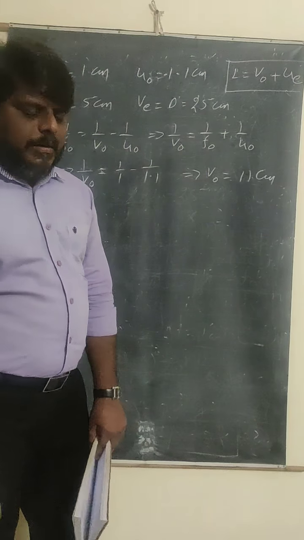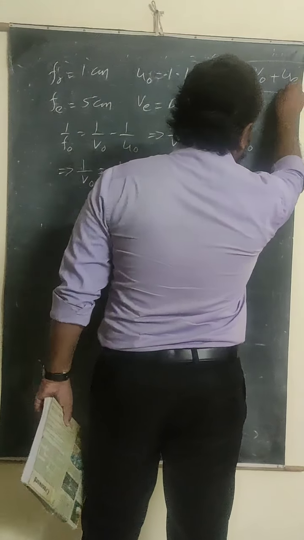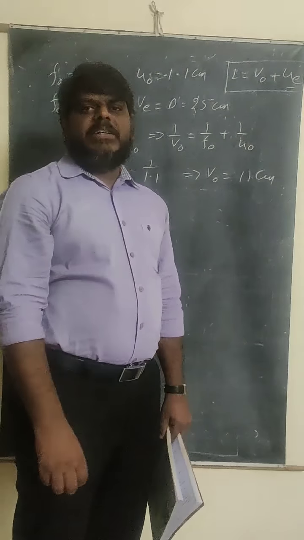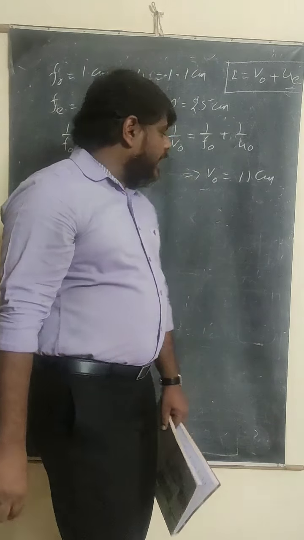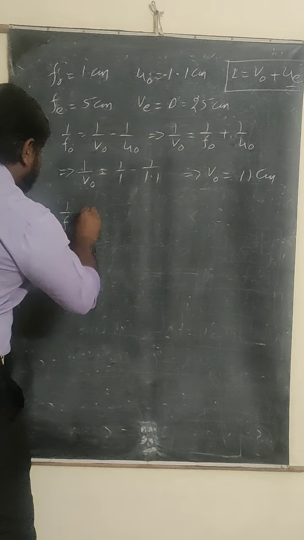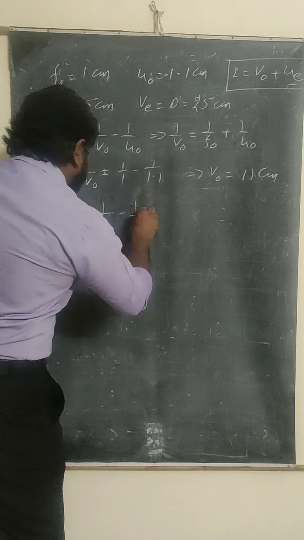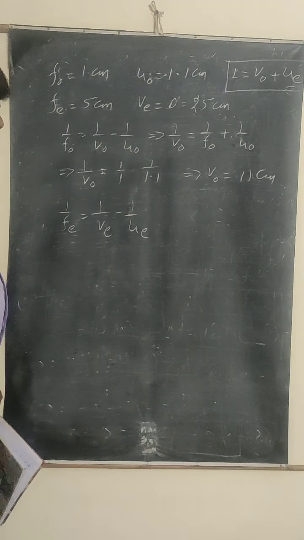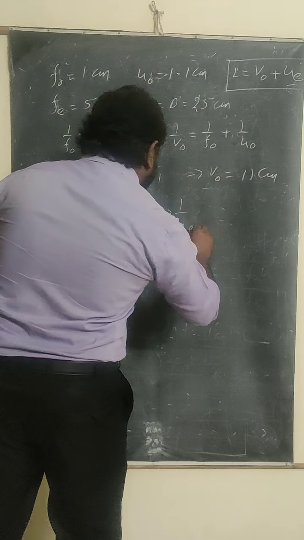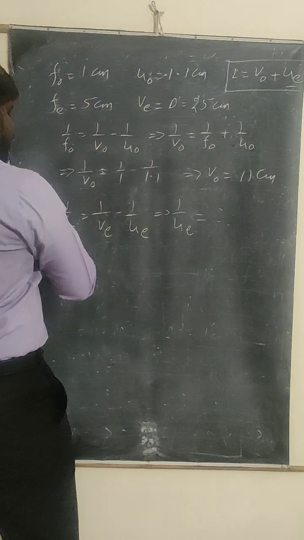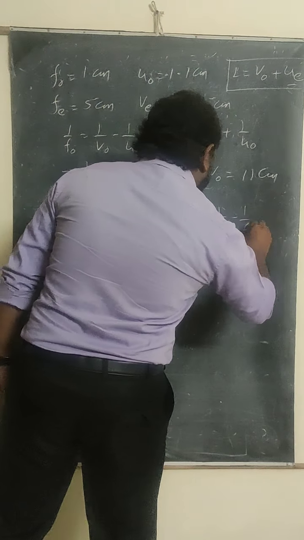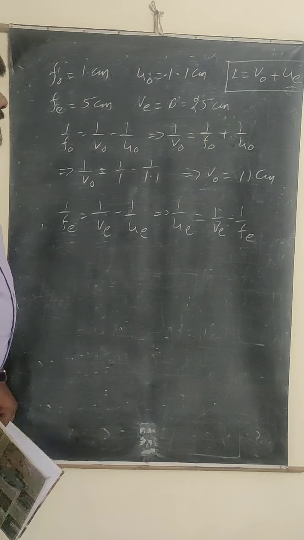And next we go for the second part. In the second part, we need to find out this UE value. To find this UE value, we can apply the lens formula for the eye lens. Referring to the second step, we can write 1 by FE is equal to 1 by VE minus 1 by UE. And we need to find out this 1 by UE value. So 1 by UE is equal to 1 by VE minus 1 by FE.